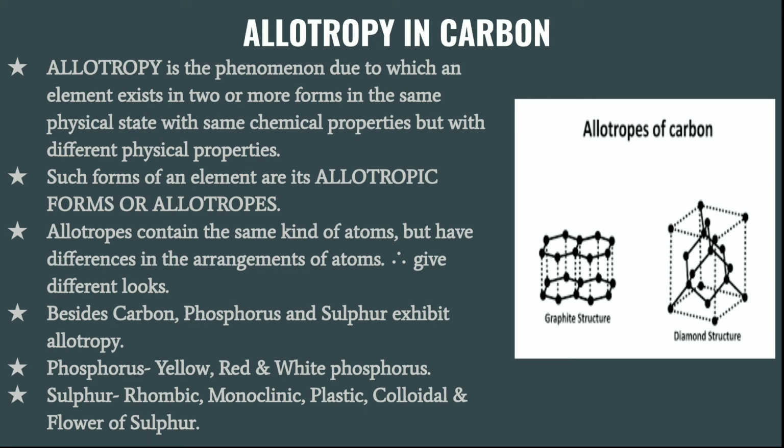Then phosphorus: yellow phosphorus, red phosphorus, white phosphorus are there. These are different allotropes of the phosphorus element. Then sulfur also has allotropes like rhombic, monoclinic, plastic, colloidal, and flower of sulfur. Okay.